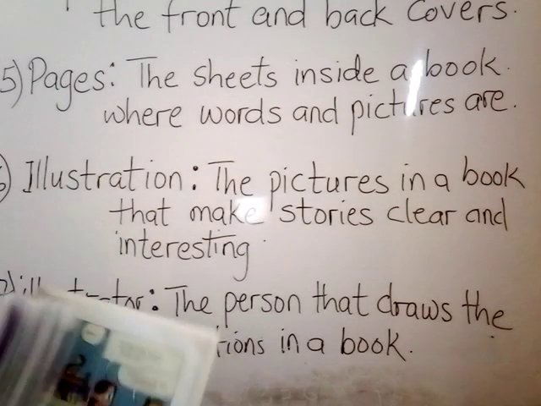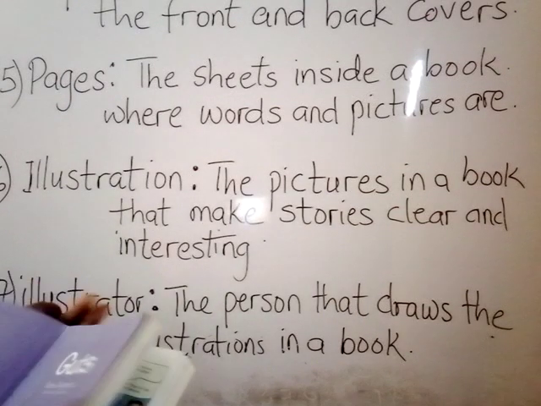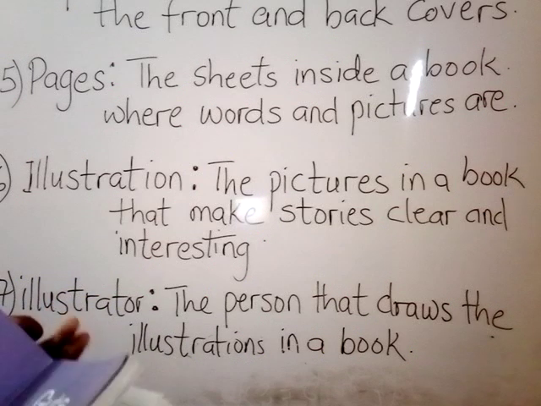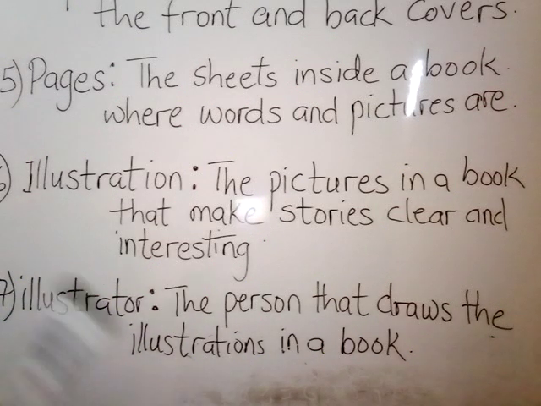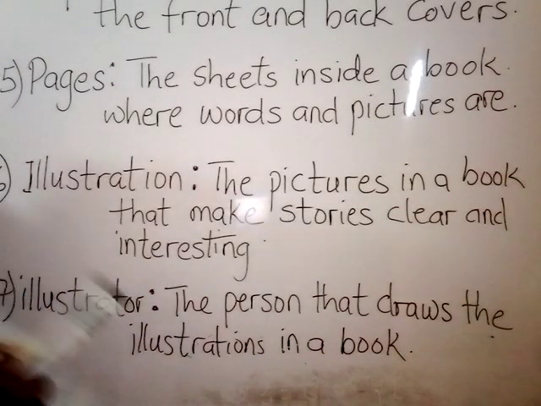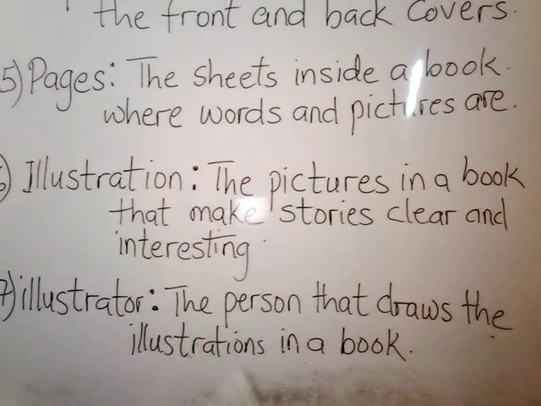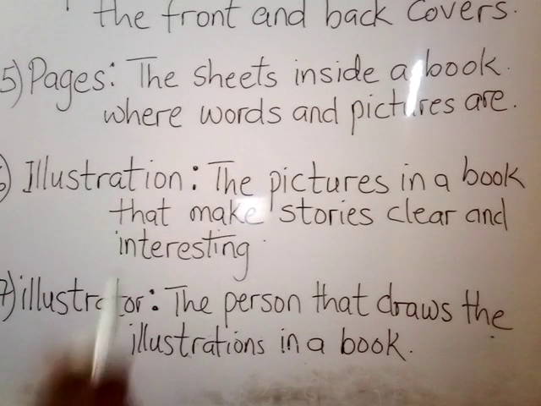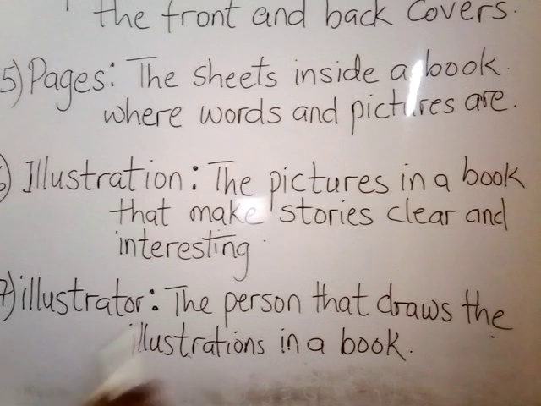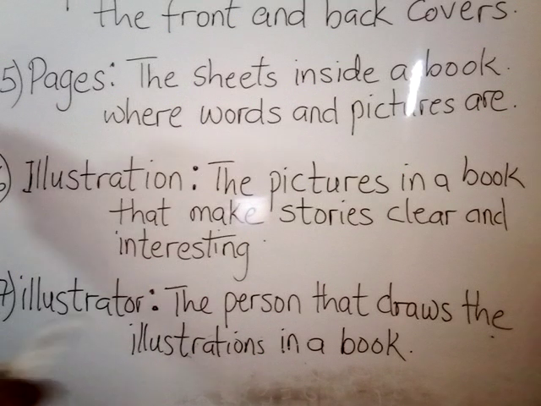In some books, the illustrator is mentioned, but in some other books, it is not mentioned. If it's not mentioned, it means that the person that wrote the book is the same person that drew the illustrations. So in that case, they don't mention the illustrator. But if it's a different person that drew the pictures, they will mention the name of the writer, which is the author, and then they will write illustrator. So that means that the illustrator is the person that drew the pictures inside that book or storybook.